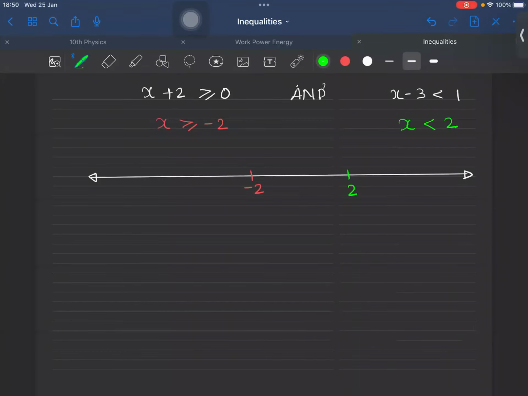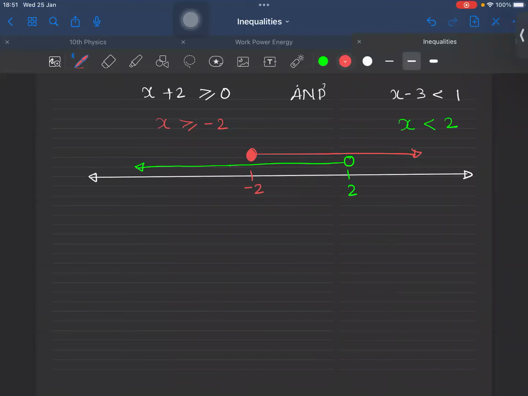Now again, let's plot it. From the first statement, x is greater than or equal to -2, so again we'll use a solid circle, and all the values greater than this. And x must be less than 2. Here we'll be using an open circle to represent it. That means from the second statement, we are getting only the green lines.